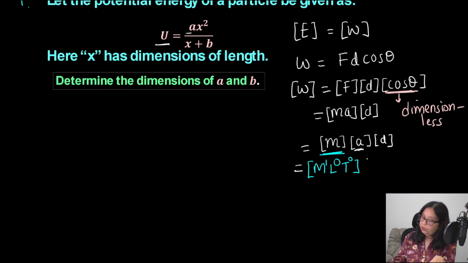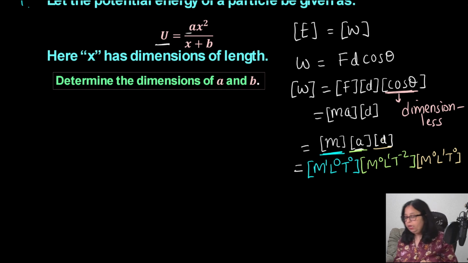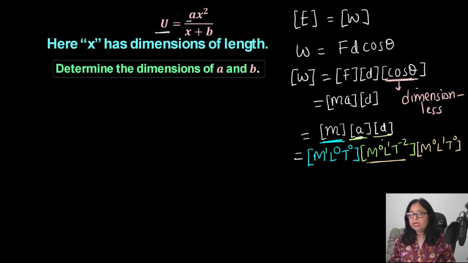Then acceleration. Acceleration's dimensional formula is m to the power 0, L to the power 1, t to the power -2. And the dimensional formula for displacement is m to the power 0, L to the power 1, t to the power 0. Now, if you want to know how I wrote down the acceleration's dimensional formula to be this, please check out lecture number 2 of dimensional analysis. There I have shown how this comes.